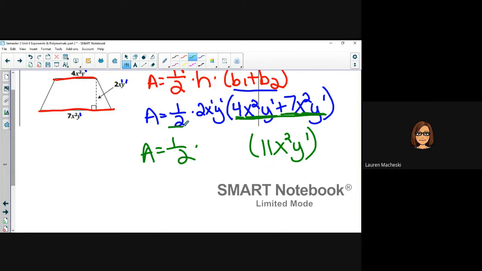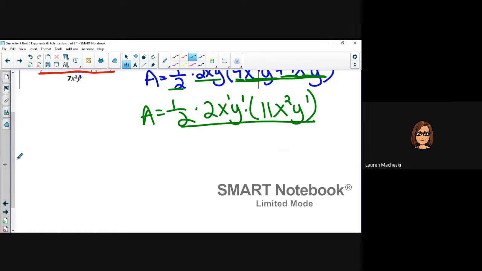And I'm just going to bring down the 1/2 and bring down the height because I didn't need to do anything with that yet. So now really, this whole thing is just a multiplication problem. I'm going to put together what belongs together. Okay, so my coefficients, 1/2 times 2 times 11.